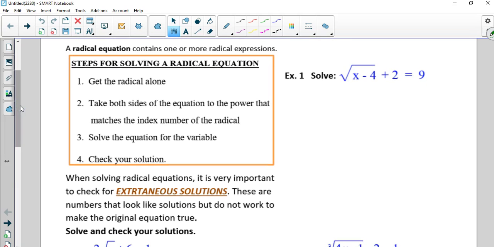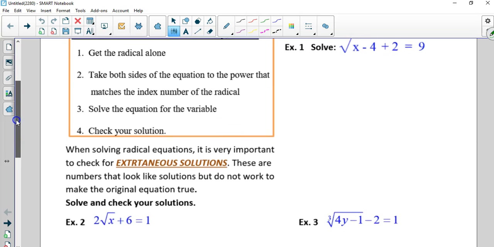So a radical equation contains one or more radical expressions. You're always going to have an equal sign, that's what makes it an equation. So here's what we need to do. We need to get the radical alone. Then we're going to take both sides of the equation to the power that matches the index of the number. So if we have a square root, we're going to square both sides. If we have a cube root, we're going to cube both sides, and so forth. Then solve the equation, and then check your solution.